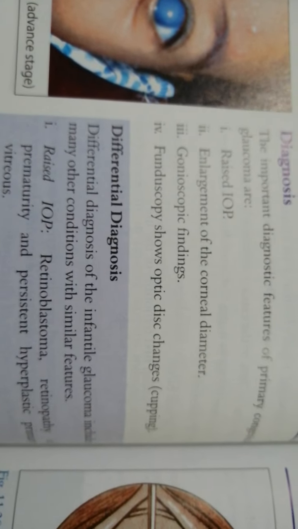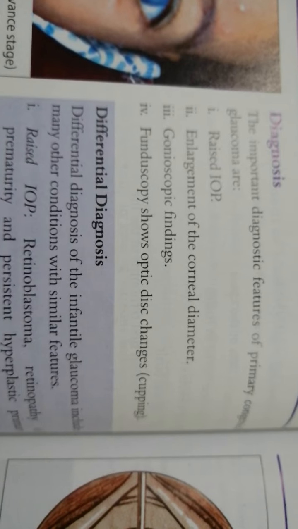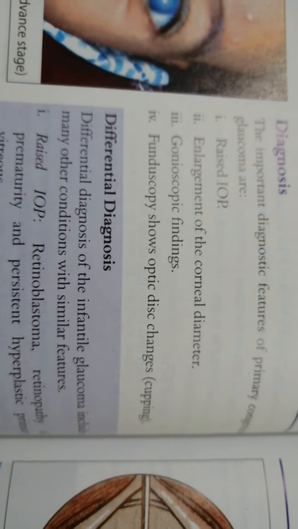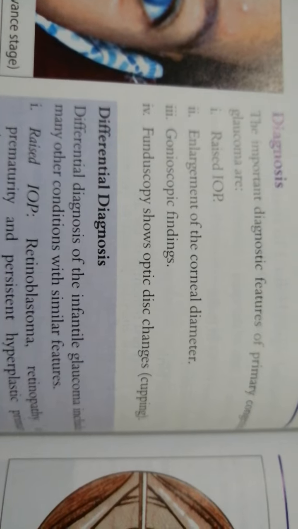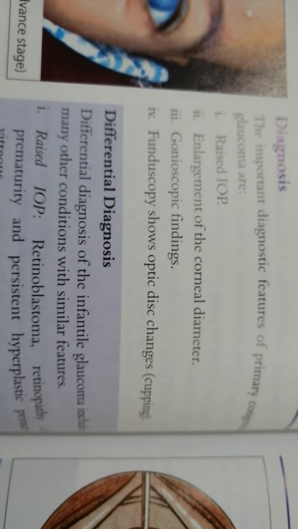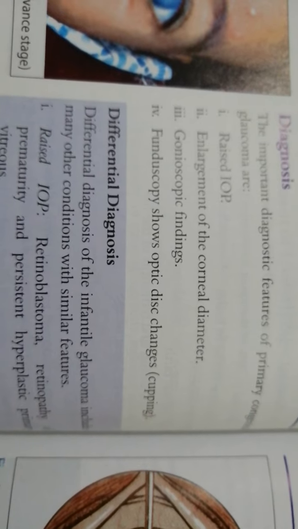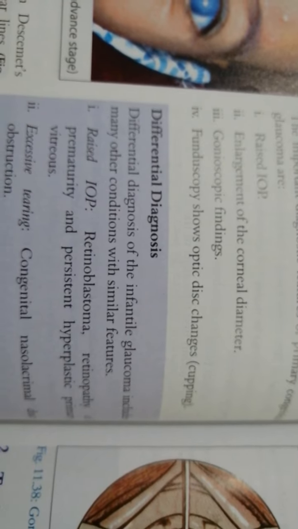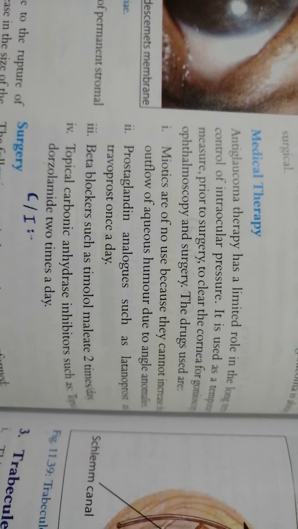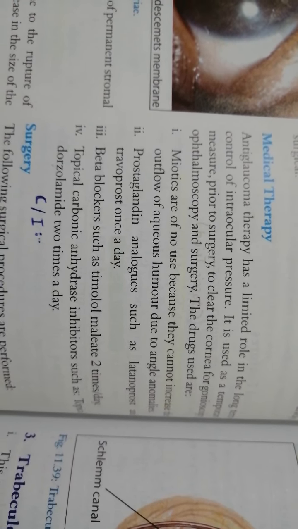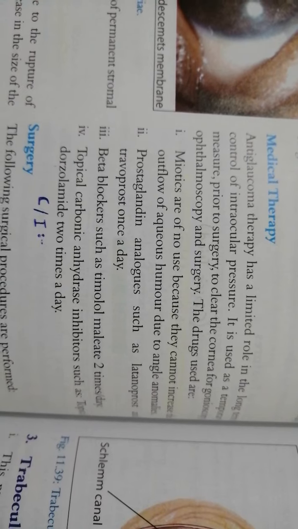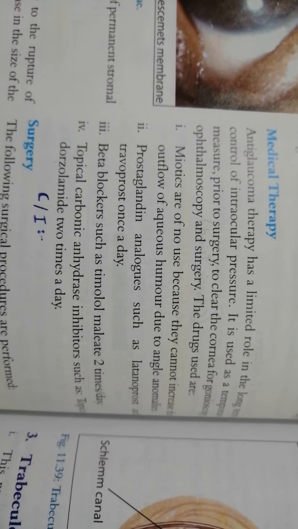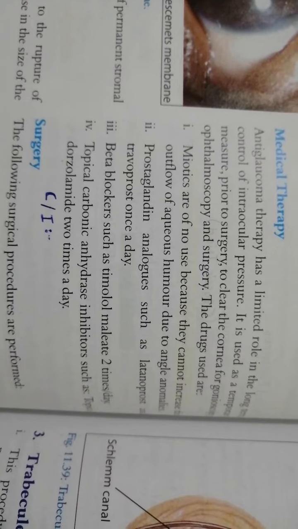So how do you diagnose a case of primary infantile glaucoma? Based on the raised IOP, which will be appreciated using a tonometer, based on enlargement of the corneal diameter, which can be observed on slit lamp, based on the gonioscopic findings, through which we will be able to see the maldevelopment, and also fundoscopy will show the usual changes. As far as medical therapy is concerned, it is of limited value, it is only temporarily effective. Miotics are not used because the problem is maldevelopment of the system, and increase in outflow cannot be achieved. Prostaglandins, beta blockers, etc. can be used.